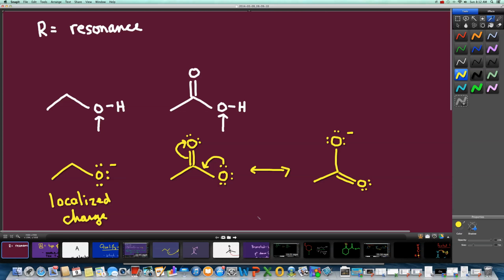And so the resonance hybrid has a -1/2 charge on each of these oxygen atoms. In other words, the charge has been delocalized. The difference is in a delocalized charge, the burden is not as great. And by the burden, I mean the amount of electrical charge that must be stabilized as compared to a localized charge.